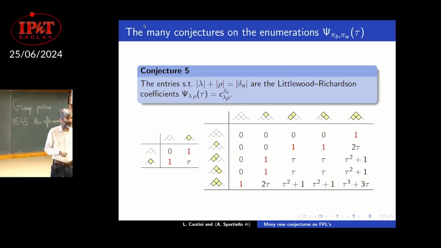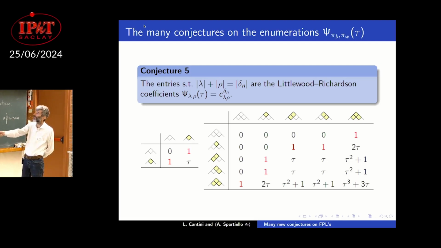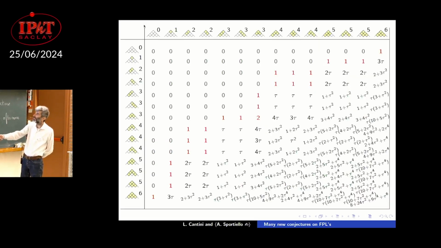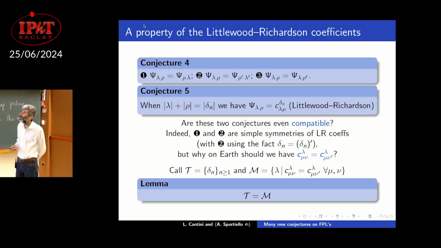And then you have conjecture 5. Those polynomials which have degree zeros, they are Littlewood-Richardson coefficients C lambda rho delta n. Even in this big table, these 2, which is the first one which is not 1. I didn't show you the bigger table because they don't fit here, but Mathematica did. Another puzzle: are conjecture 4 and 5 even compatible?